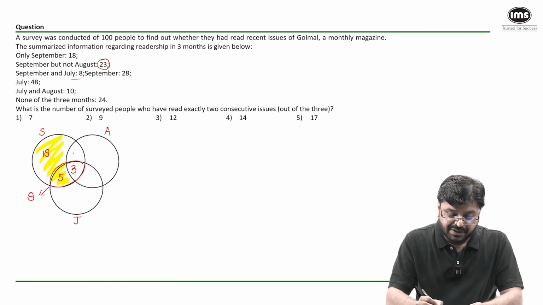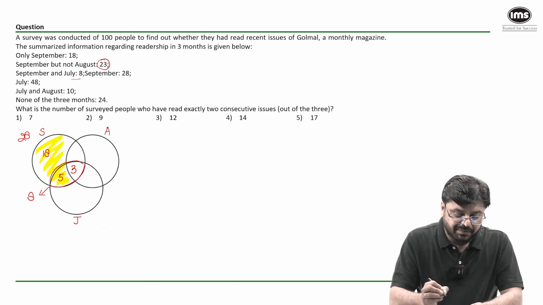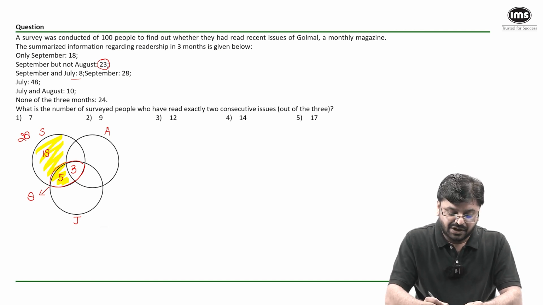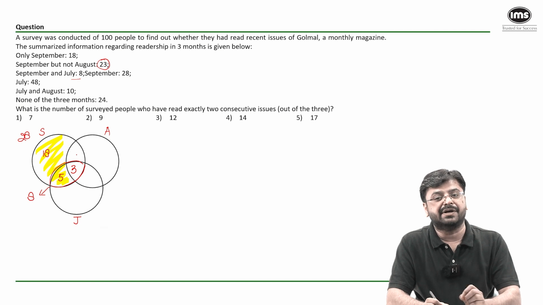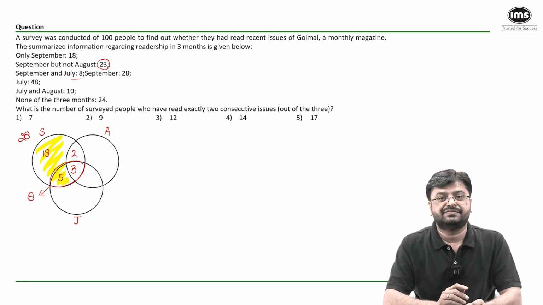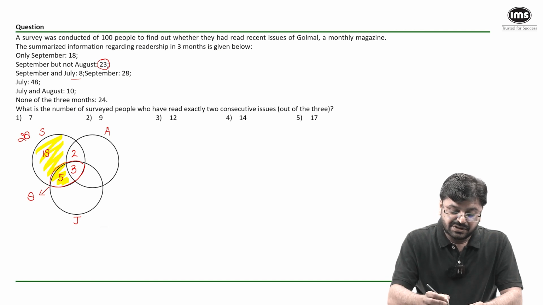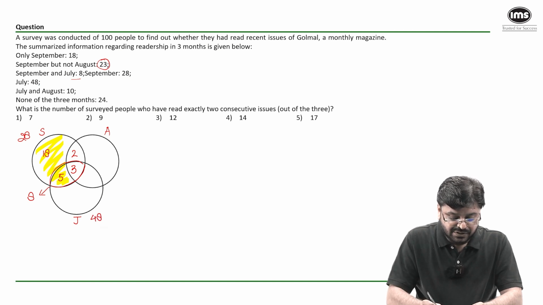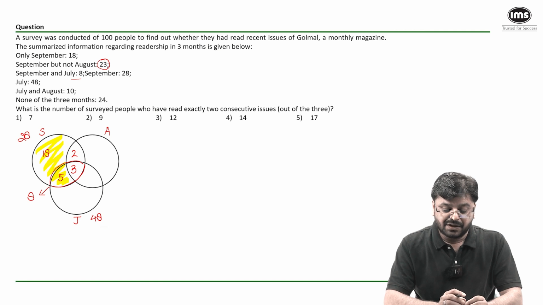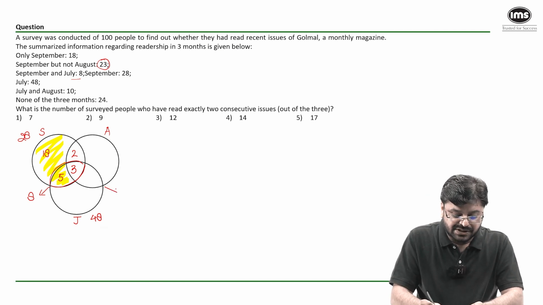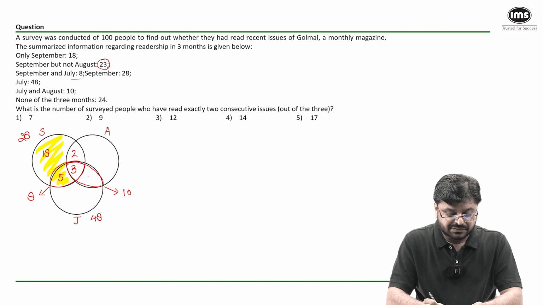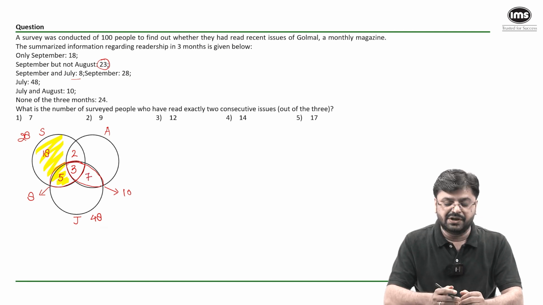Then September is 28. Now the number of people reading the September issue is 28, of which we know this 18 plus 5, 23, plus 3, 26. So the number of people who are reading only September and August should be 2. Next information is July, 48. So there are 48 people who read the July edition. July and August is this part. This is 10, out of which 3 are reading all. So that means there are 7 who read only July and August.